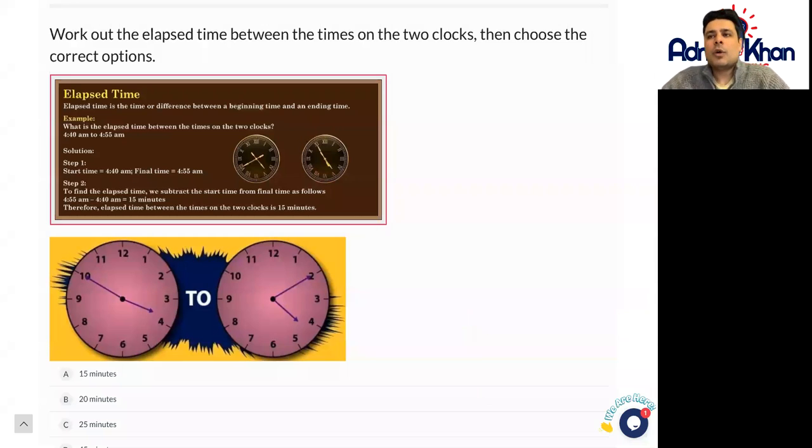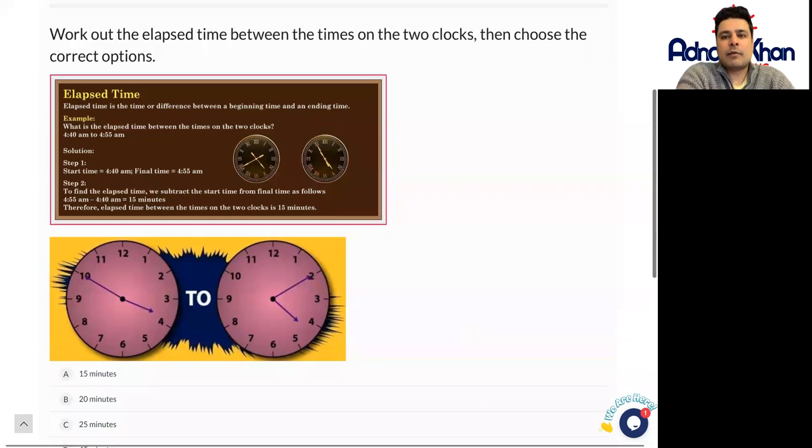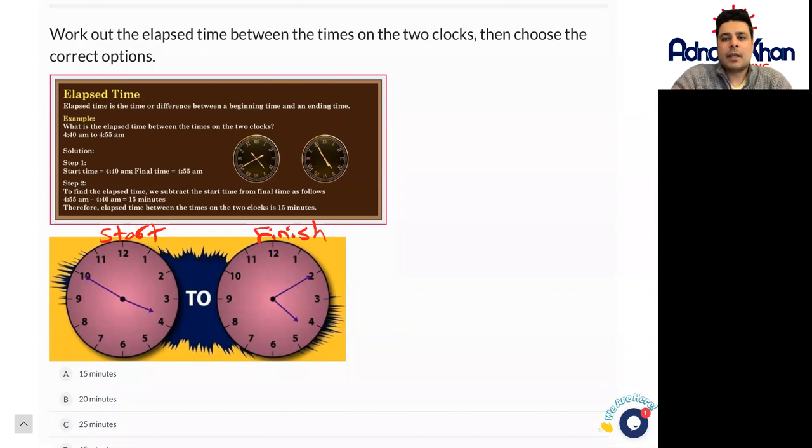So we're now looking at the difference between the start time and the finish time between these two clocks here. So that's what the elapsed timing actually means. How much time has elapsed between the start time and the finish time as well. Here on the left-hand side we always have what we call the start time, and on the right-hand side, we have the finish time.